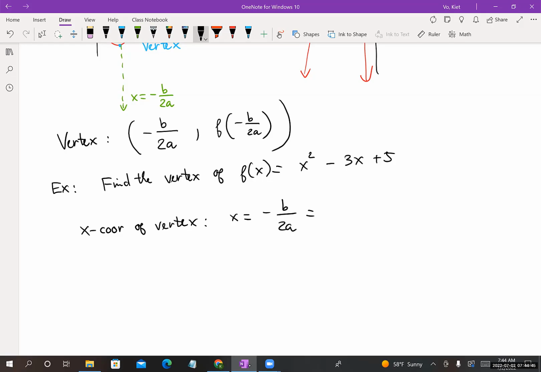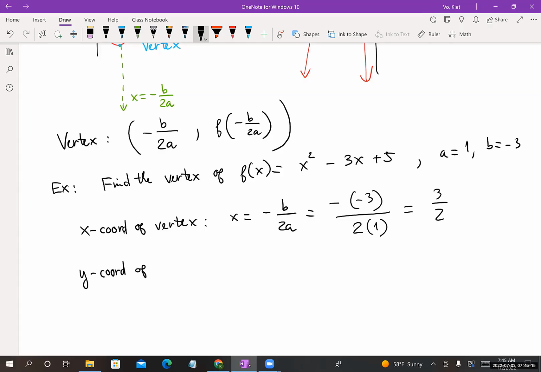So negative b. In this case, a is 1 and b is equal to negative 3. So negative b, you would have negative of negative 3, over 2 times a, so 2 times 1, and that's going to give us 3 over 2. Okay, that's the x coordinate, and then the y coordinate of the vertex.